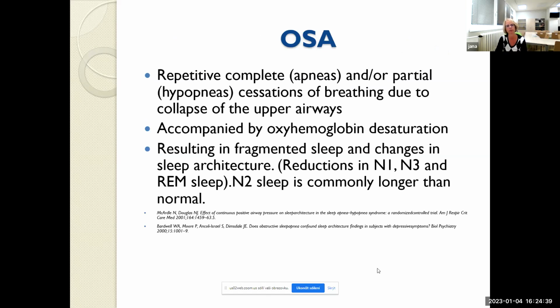What is it? Sleep apnea, especially obstructive sleep apnea. Sleep apnea is a repetitive, complete and/or partial cessation of breathing due to collapse of the upper airways. If we speak about complete cessation, it is apnea, and if it's partial, then it's hypopnea. It is also quite logically accompanied by oxyhemoglobin desaturation, and it all results in fragmented sleep and changes in sleep architecture. It is about reduction of sleep stage 1, 3, and REM sleep. Non-REM stage 2 sleep is commonly longer than normal.